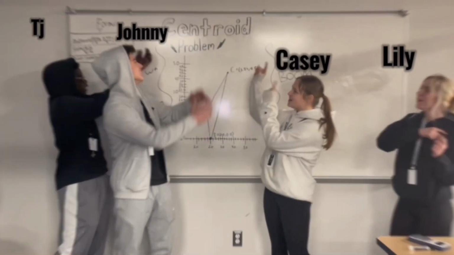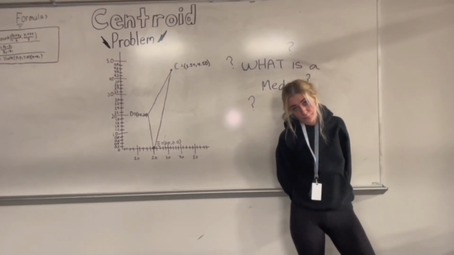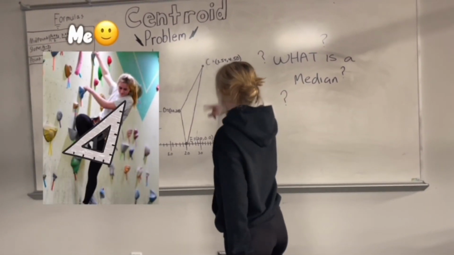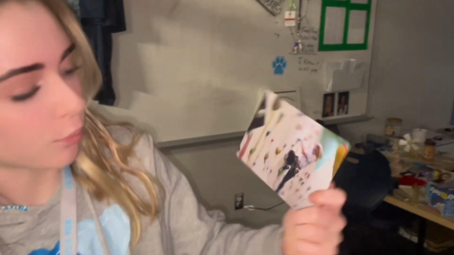And this is our Centroid problem! For our Centroid problem, we are finding the center of gravity of a picture of someone rock climbing. The picture forms a triangle and we're trying to find the center point where the center of gravity lies. Okay, so this is where we got our points from our center of gravity problem.